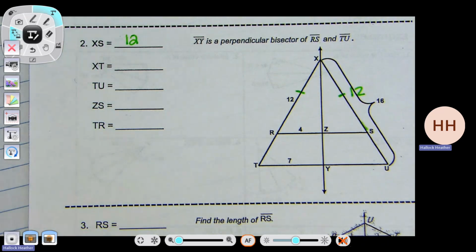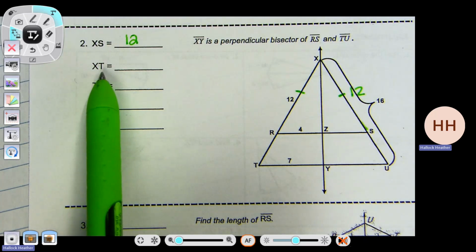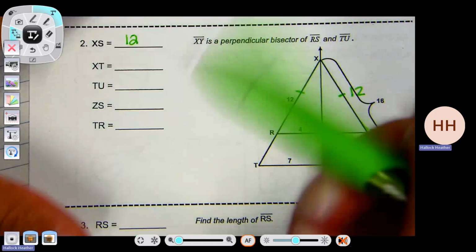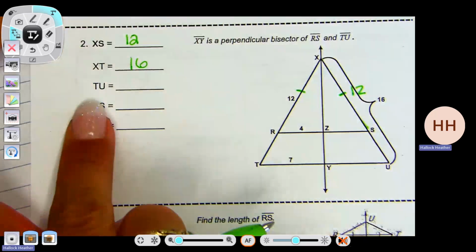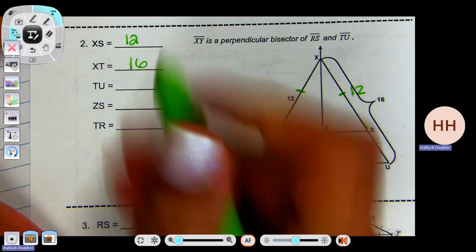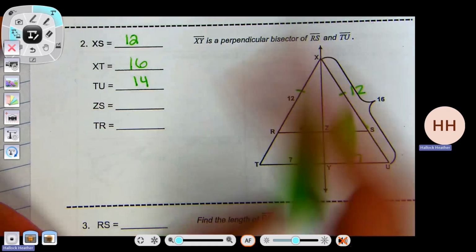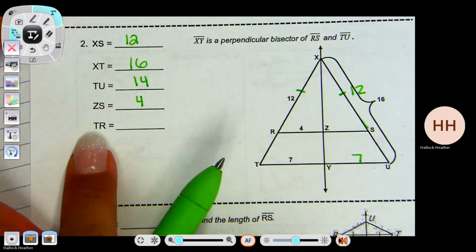Are we ready to talk about the answers? You think you got it? Easy peasy. So for number 4, we have to what? Do math? Yeah. Okay, XT. What is XT? 16. Okay, you're a genius. Okay, TU. 14, because this one's 7, so that one's 7, so the whole thing's 14 because you got to add them together. What about ZS? 4 and TR?